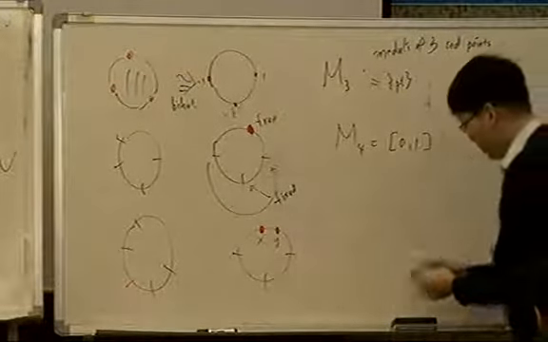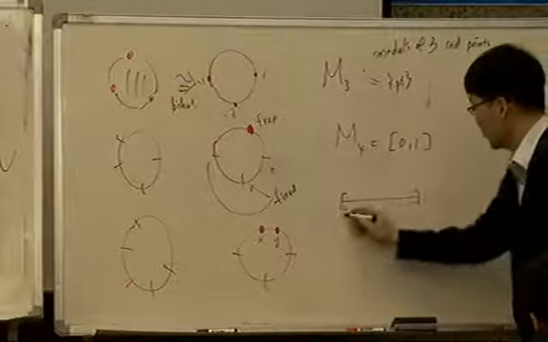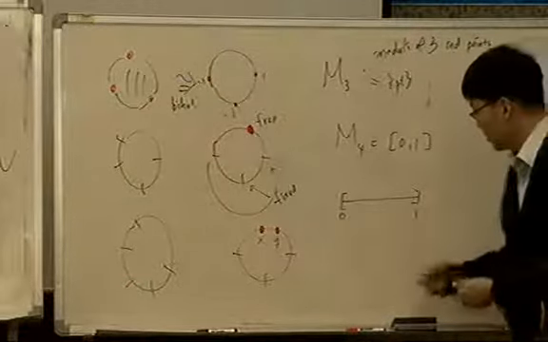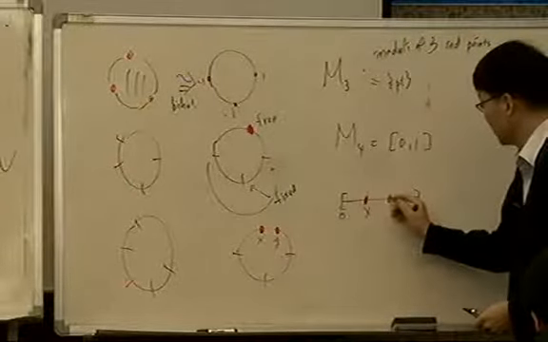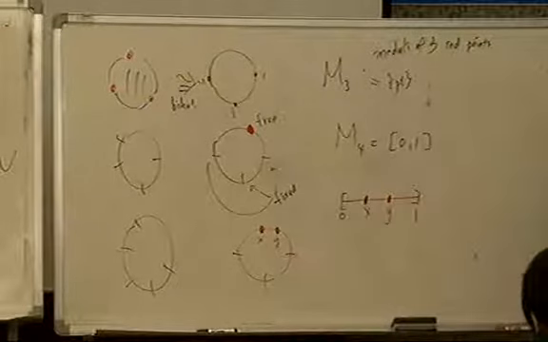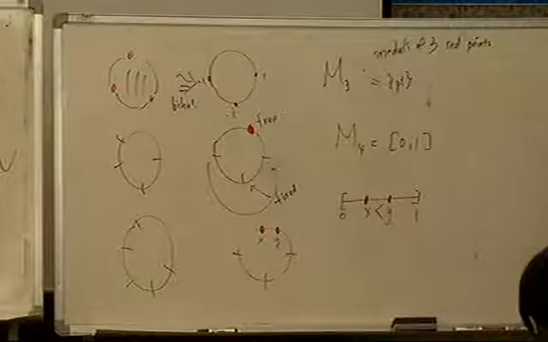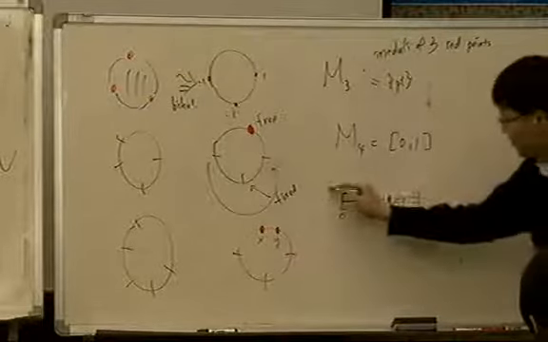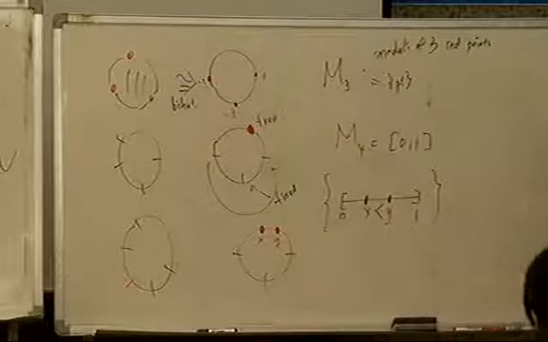So think of it this way. We have an interval from 0 to 1, and there are these 2 red points, X and Y. And we require that X is always smaller than Y. Okay? So we're really looking at the configuration space of this kind of set of points.